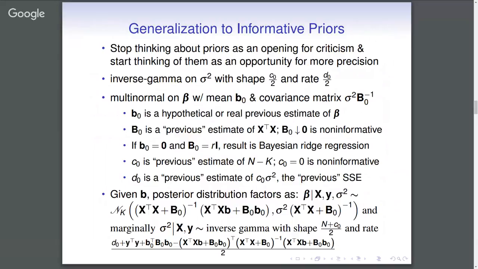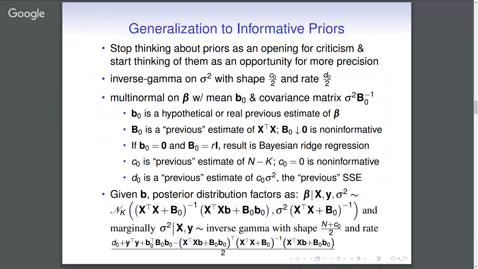So if you did a pilot study or something like that, and you got some regression coefficients, you could use that for B, lowercase b0. Or you could just pretend that you did a previous study and put in your best guess for B0. Similarly, capital B0 is your previous estimate of X transpose X, if you have one. Otherwise, you can just put in your best guess for that. But as capital B0 approaches a zero matrix, this prior becomes less and less informative.